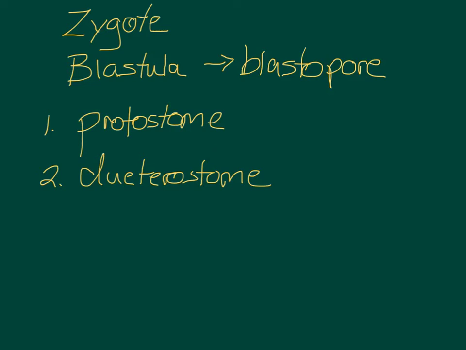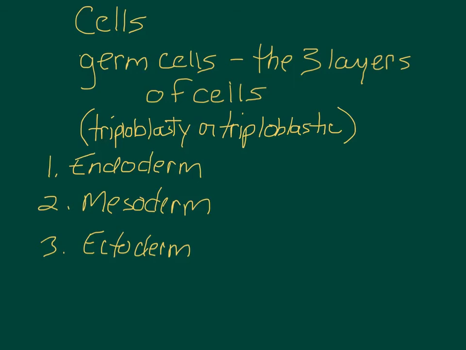The cells of most animal embryos differentiate into three layers called germ layers. Sometimes we call this triploblasty or triploblastic. The first one is the endoderm. The cells of the endoderm, which is the innermost germ layer, develop into the linings of the digestive tract and respiratory system. And then the middle layer is the mesoderm, and that develops into the muscles, most of the circulatory, reproductive, and excretory systems. Then we have the outermost layer, the ectoderm, and that's going to develop into the sense organs, nerves, and the outer layer of skin.